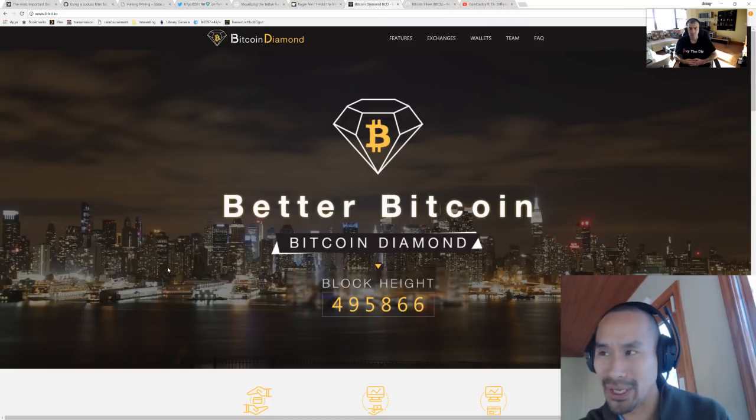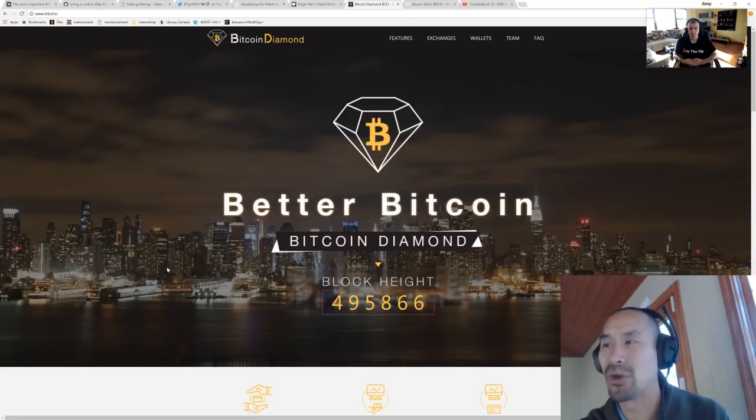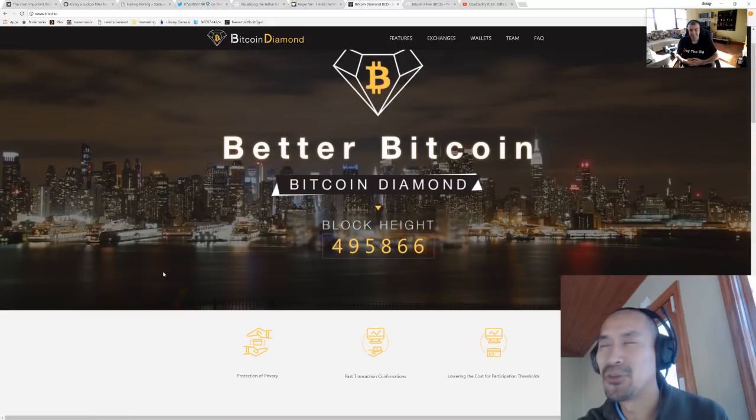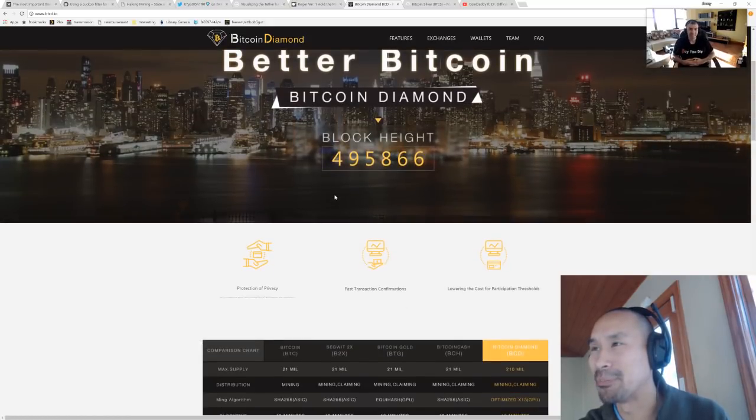All right, a couple of other things. There's a new Bitcoin hard fork coming. This is Bitcoin Diamond. It was announced in the last few hours. I haven't read very much into it, but block height is 495,866. I believe the current height is something like 494, so it's maybe a week away at the most.